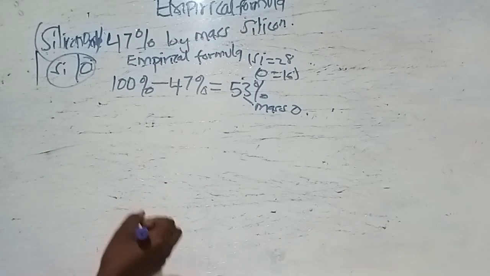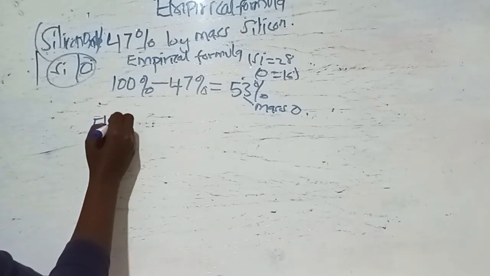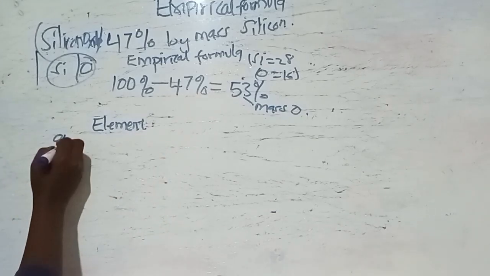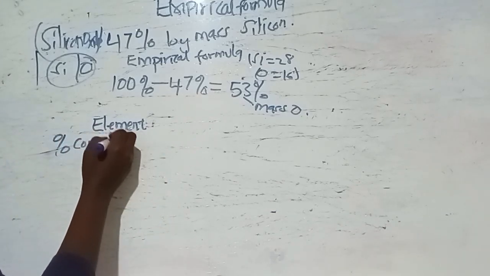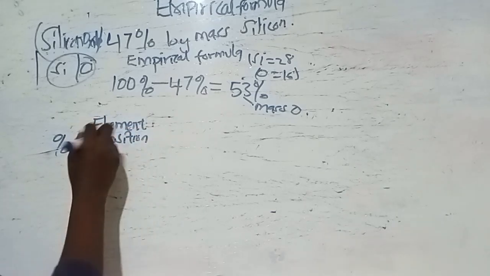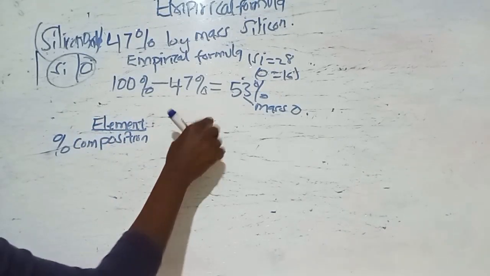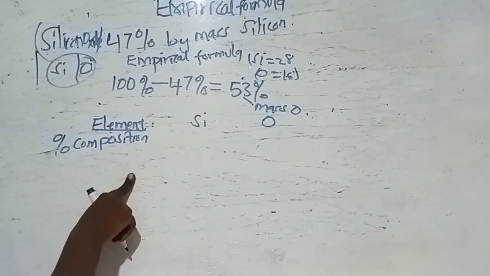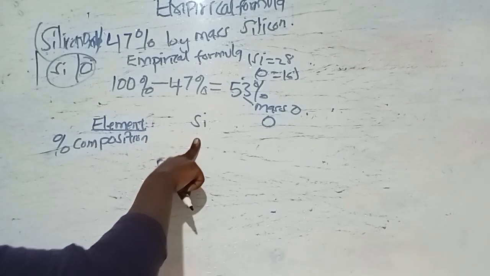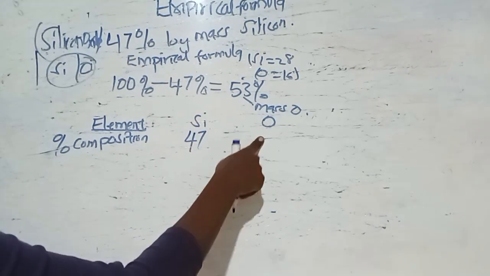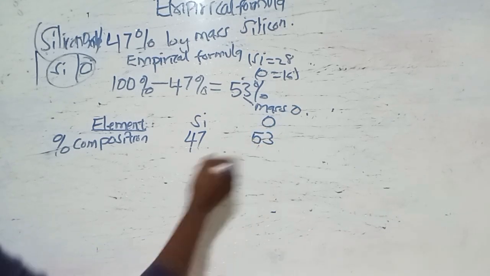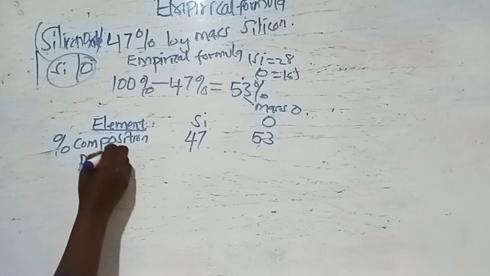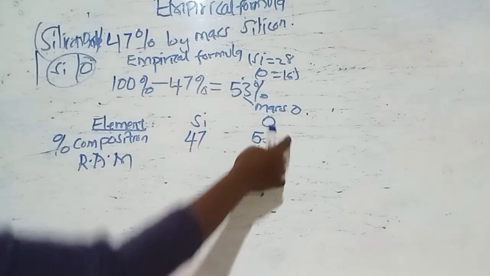Now, this is how you work out the empirical formula. You write element, and then you write the percentage composition by mass. On the side you write the elements present, silicon and oxygen. The percentage composition of silicon we were told was 47, and for oxygen it is 53.